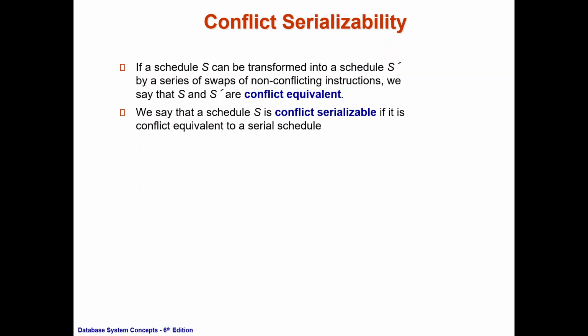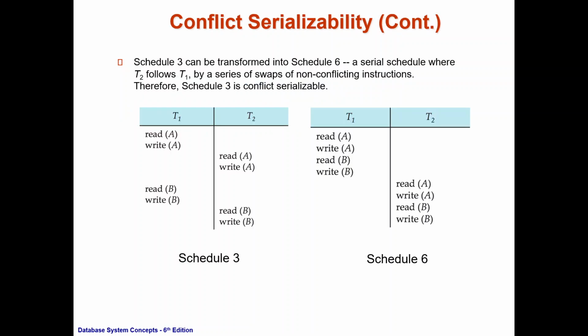So try to understand. If you are swapping, we call it a conflict because swapping does not guarantee that consistency will be there. What he's telling is, if you make it equivalent to a serial one, then it will be conflict serializable, if it is conflict equivalent to a serial schedule. Right now, let us see this conflict serializability, which we are continuing.